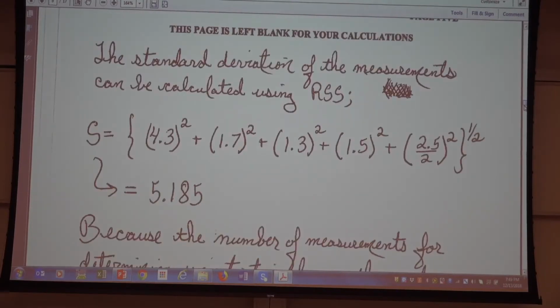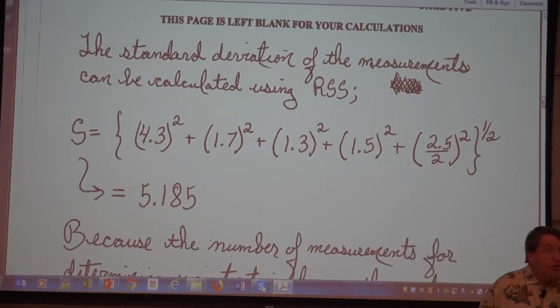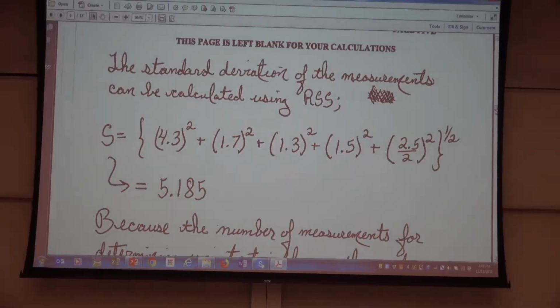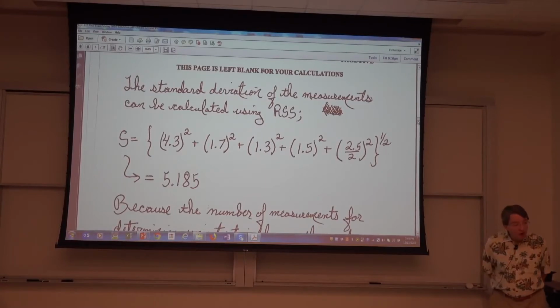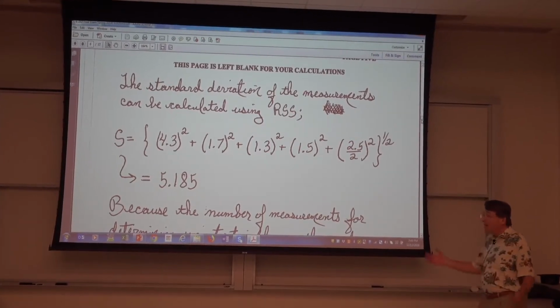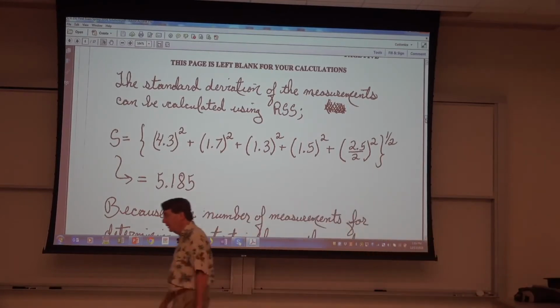And how do I now calculate it? I add up the standard deviation. And I do the addition using RSS. And reading it backwards, it says we square, and then we sum, and then we take the square root. So I take these 5 numbers, square them, add them, take the square root, and if I've done it right, we get 5.185.